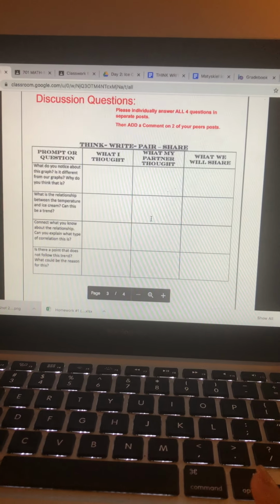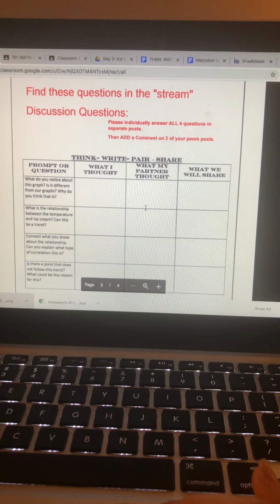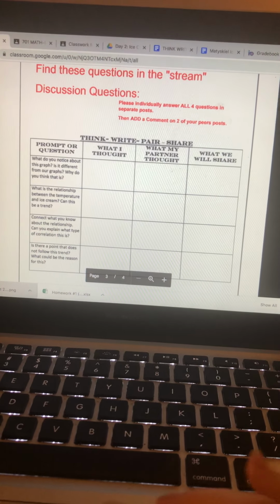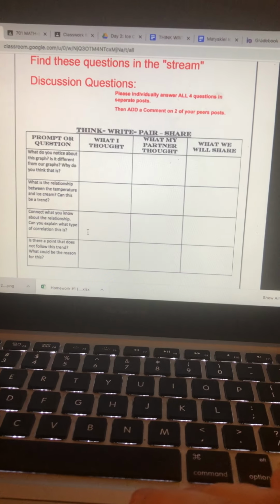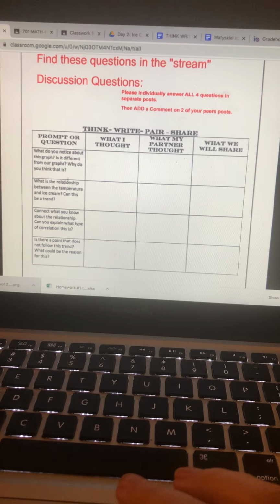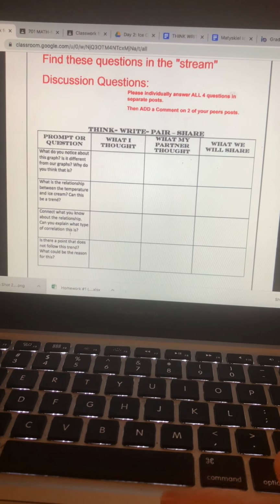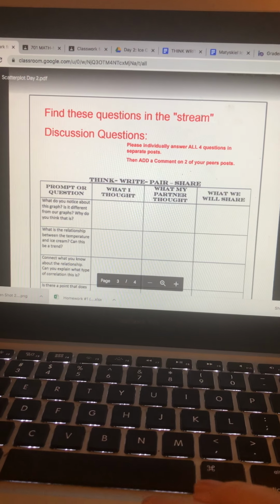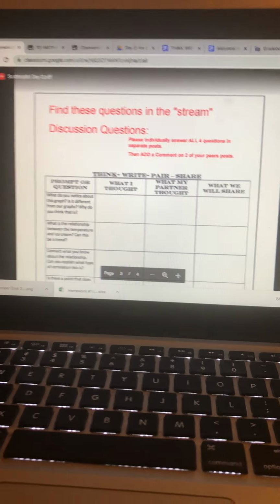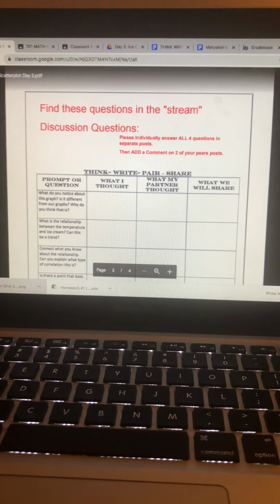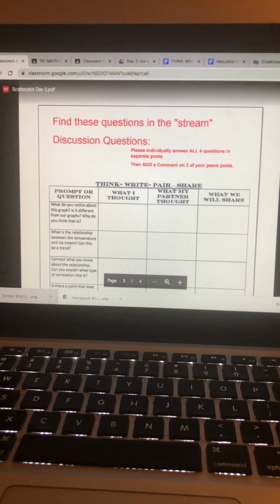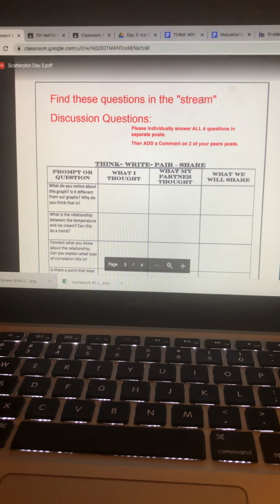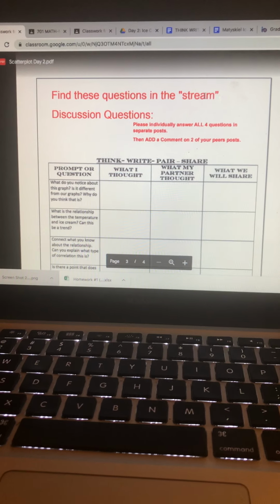Once you're done with that, we have a Think Write Pair Share about this graph that you just created about the ice cream parlor. So the way you're going to answer the Think Write Pair Share, since obviously we're working individually, is you are going to answer the prompt questions in the stream, okay? Most of you were able to do that tonight, but some of you struggled with that. I saw some of you didn't complete it, so please make sure that you're paying attention to the stream. There is a scheduled announcement to go out at 8 a.m. with these question prompts for you to answer.